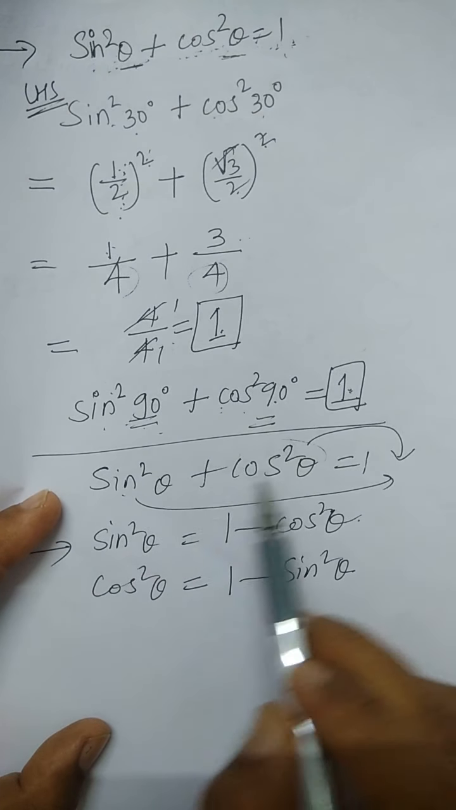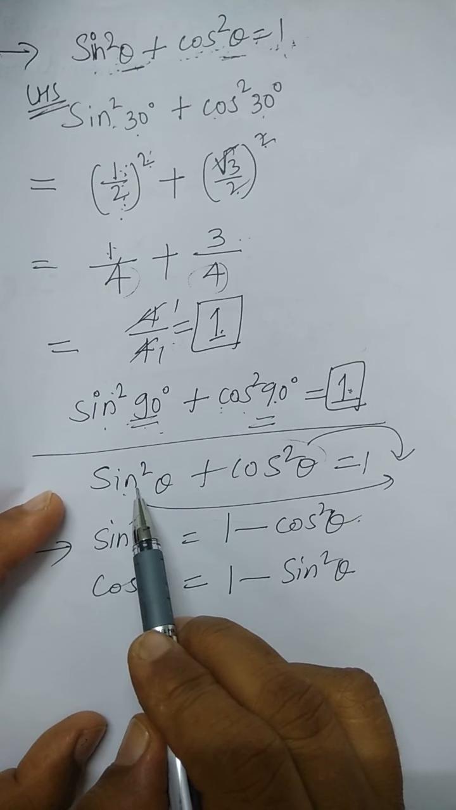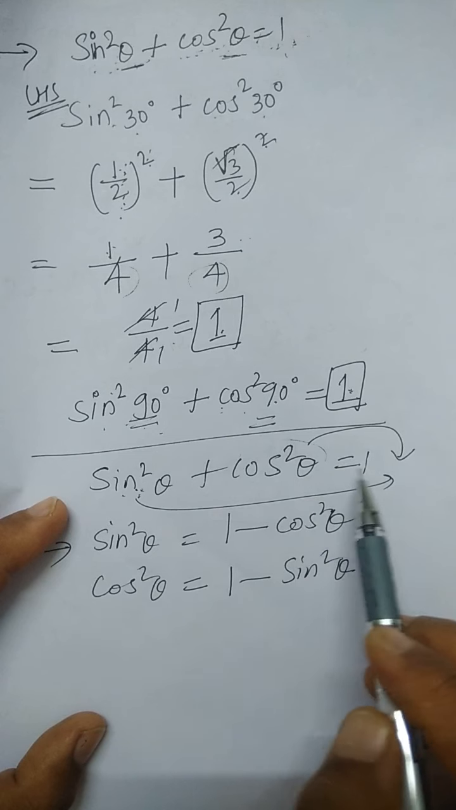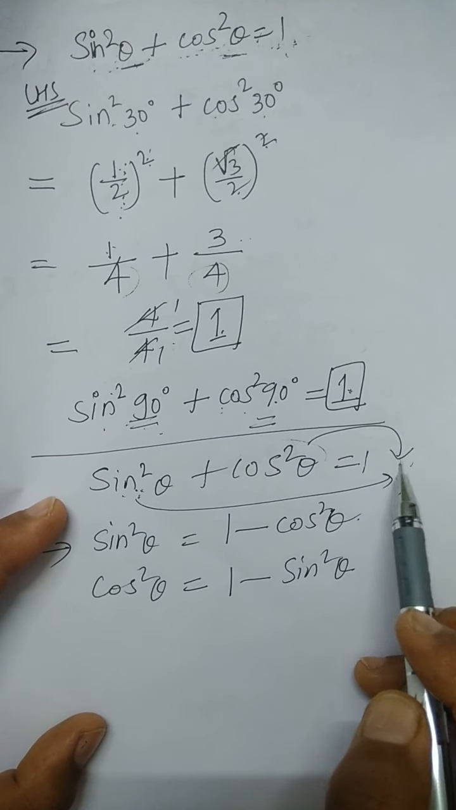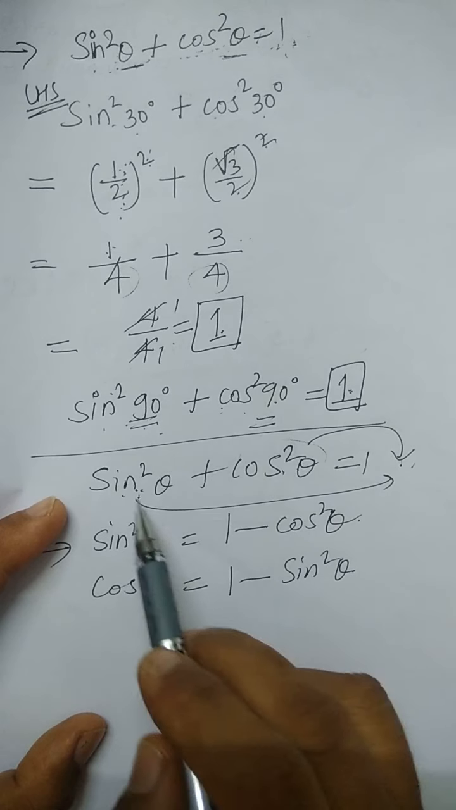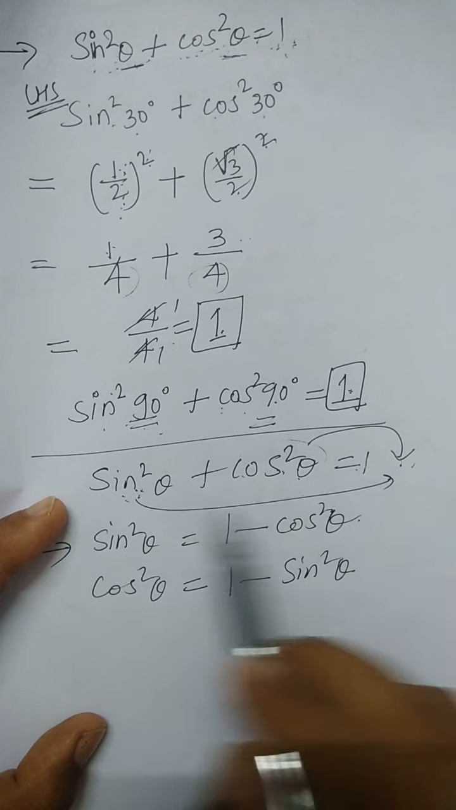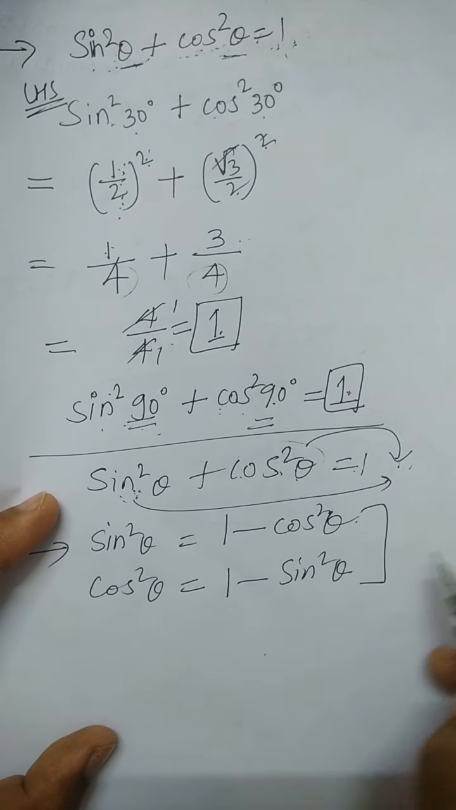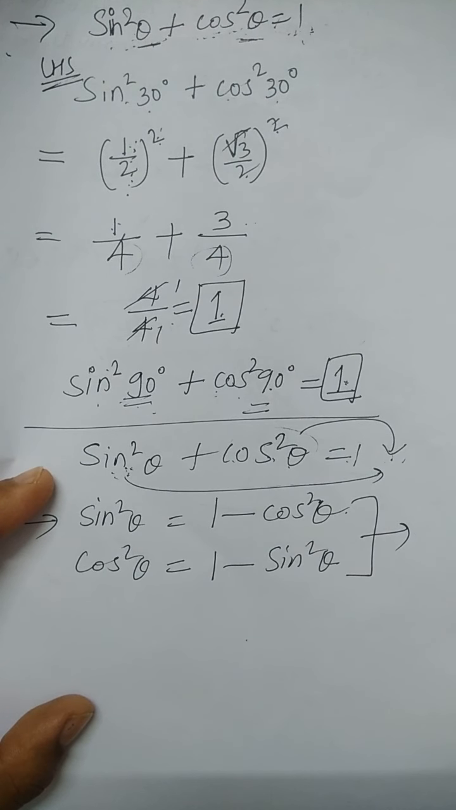From these two, I am calculating the value of sin square theta. If you want to find sin square theta, then it will be equal to 1 minus cos square theta. Cos square theta will go that side. If you want to find cos square theta, sin square theta will go here, so cos square theta will be equal to 1 minus sin square theta. Remember these two formulas. You have to use them in the next exercise, that is exercise 11.4.